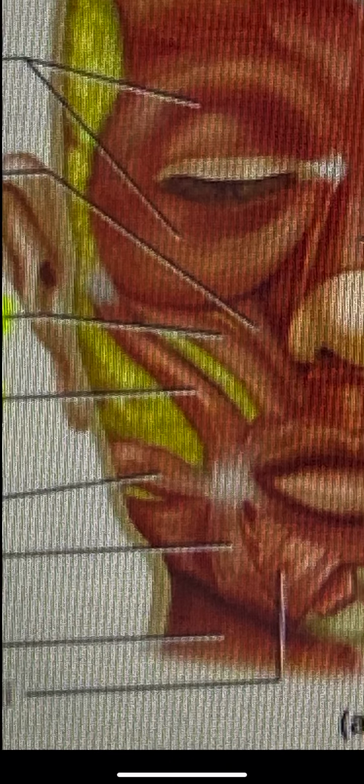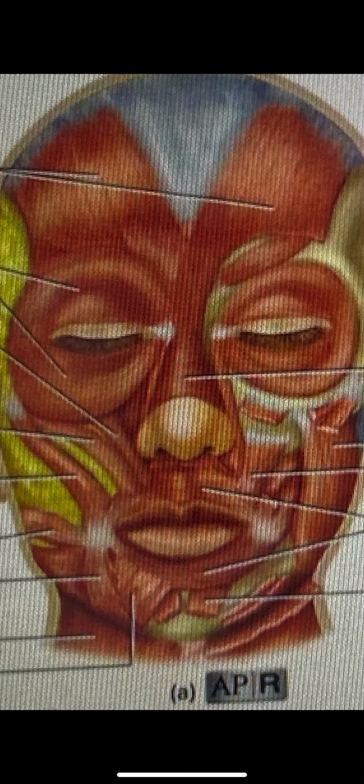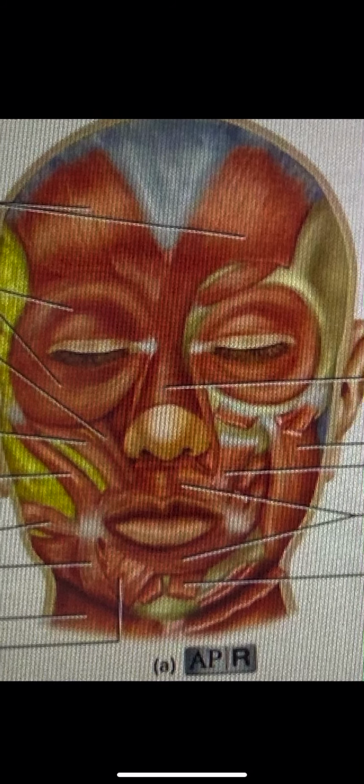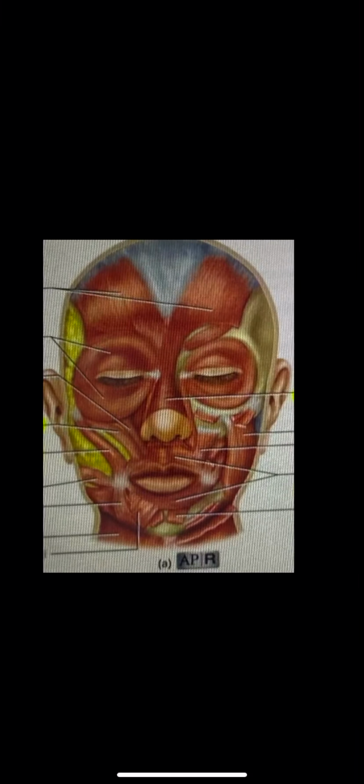zygomaticus minor, which would be right on top of the major. So right here, and then the zygomaticus major is located right below. Right below the zygomaticus major is the risorius. And then on the neck will be the platysma. Then around the mouth, the muscle surrounding the mouth is the orbicularis oris.